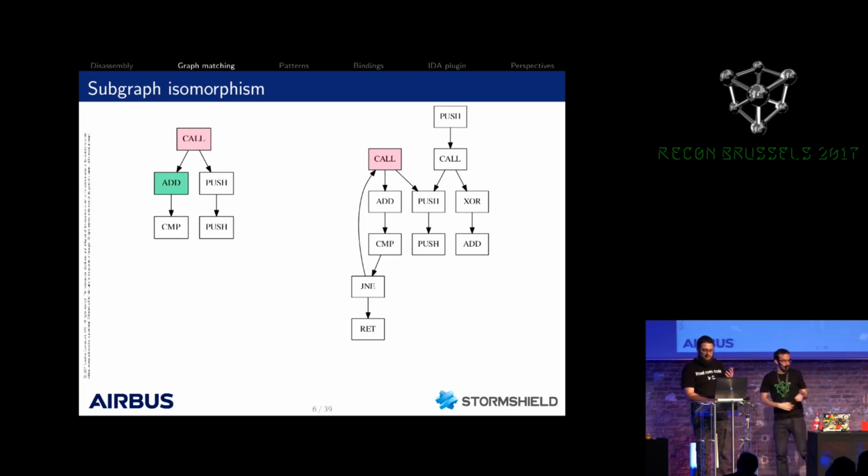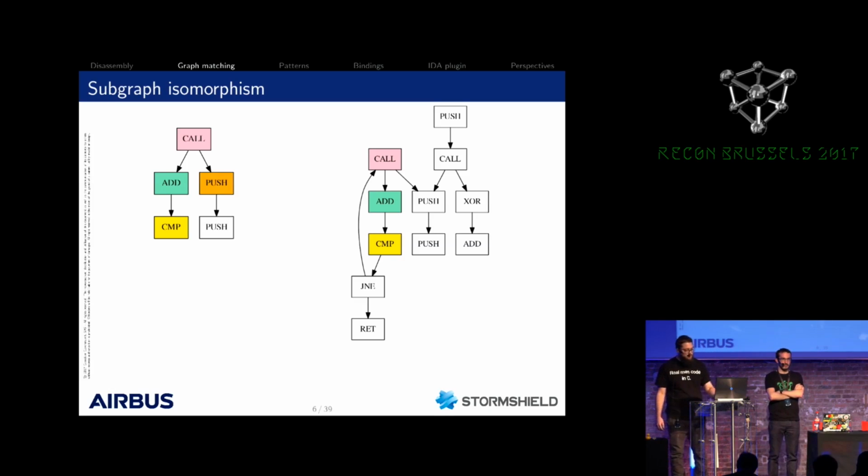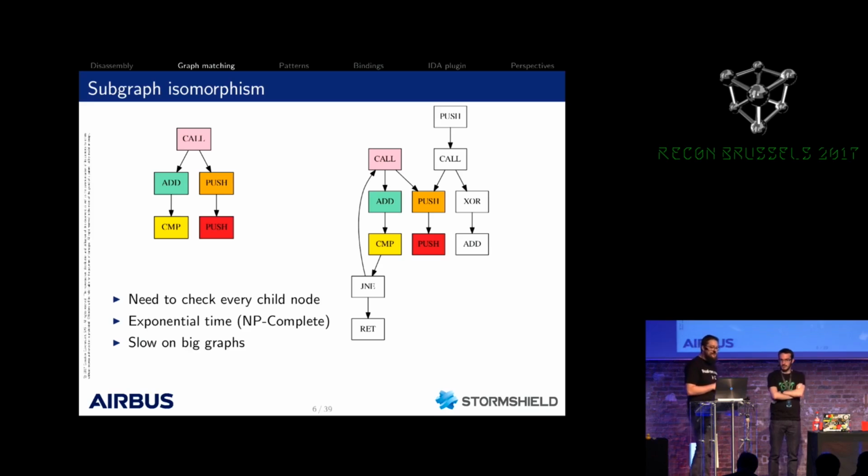The same thing, we have an add, so we look at the push at the right child. And no, so we try the other one. Yeah, we match the add. So again, there is a compare. Yeah, there is a compare. Okay. So next, and so on. So we found the push. Okay. And so on. It's pretty simple, but you need to check every child of the node. And it's pretty slow on big graphs.